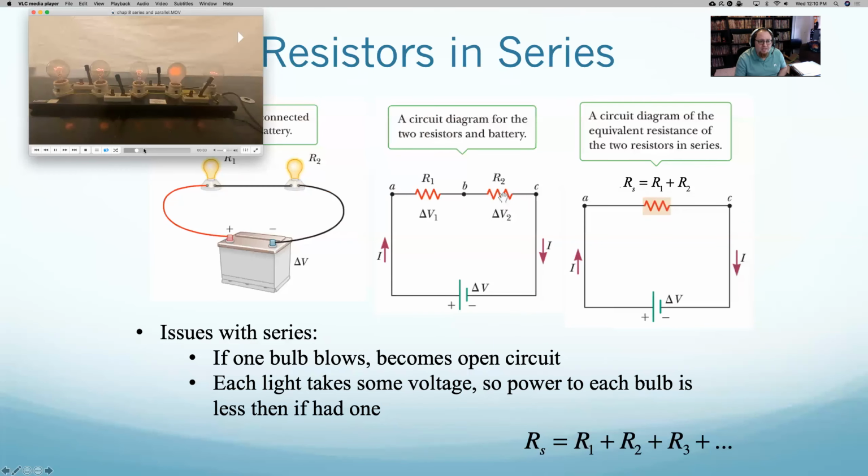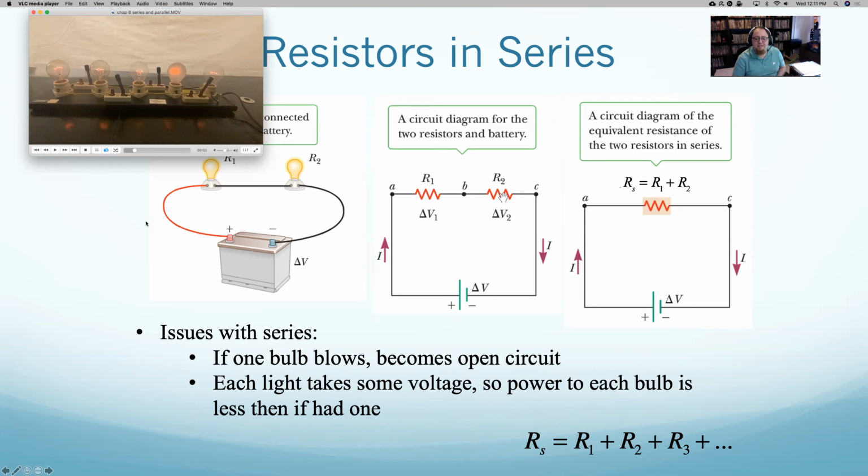Now, of note, in series, I don't remember if I did this in the video. We're going to see if I did it or not. Nope, I did not. If I removed 1 light bulb, the whole circuit would go. If 1 light bulb blows, the whole thing's dead. That's because it's just in a nice line. Also, they're kind of dim.